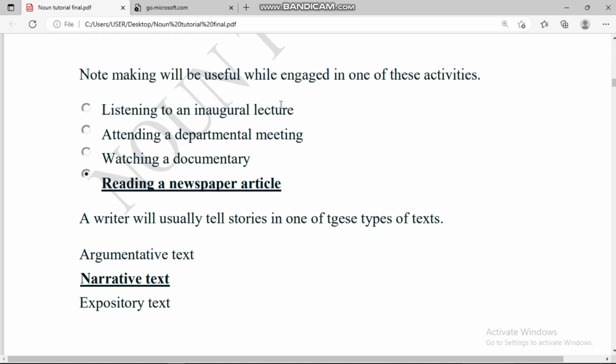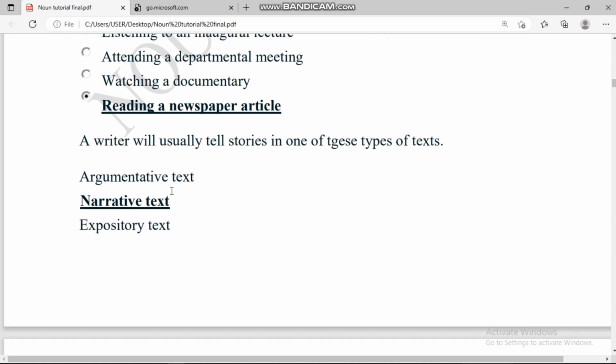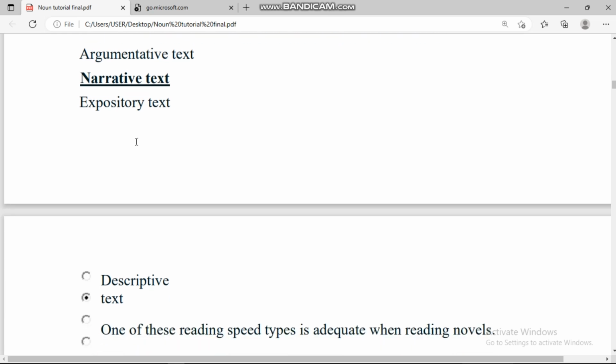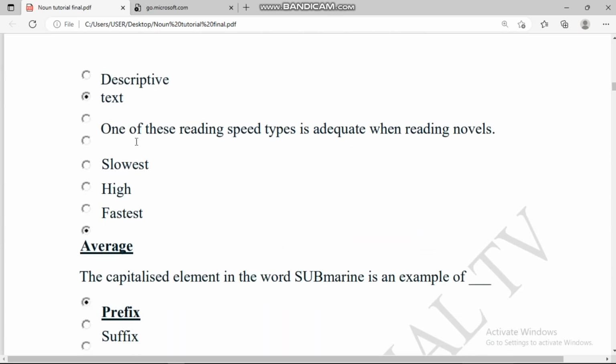Note making. The question here says, note making will be useful while engaged in one of these activities: reading a news article. That's the answer. A writer will usually tell stories in one of these types of texts. Narrative. Stories are usually discussed in narrative texts. Let's go to the next.